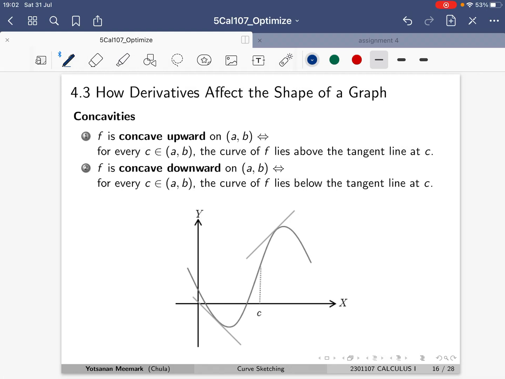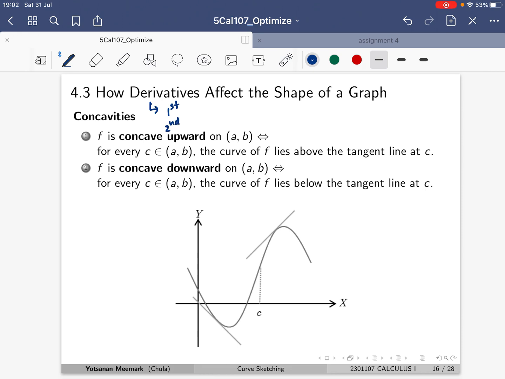Hello everybody, this is the video clip for chapter 3, and we are still on the application of a derivative. In this video clip we are going to see how derivatives affect the shape of a graph. By derivative, we actually mean the first and also the second derivative.